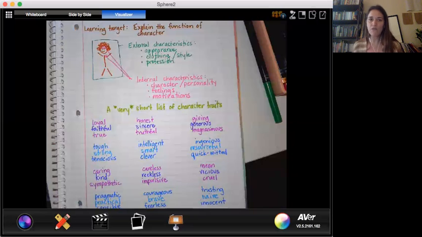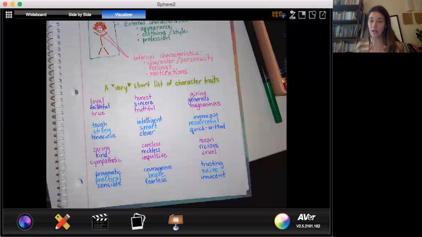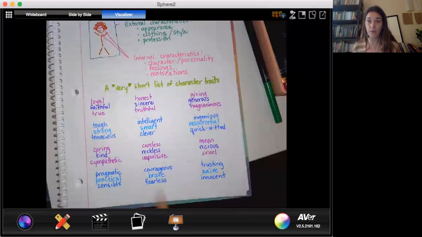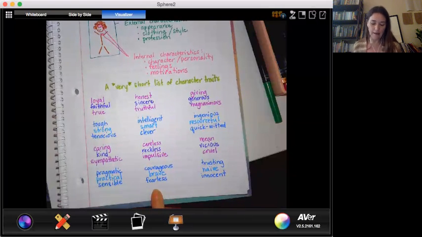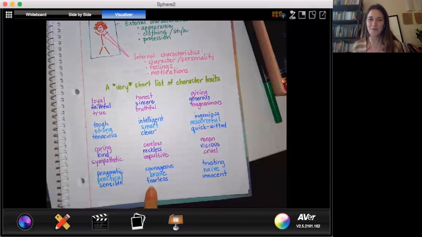So I've made a really short list. If you've ever been in my classroom, you know that there's a wall full of words to describe character, and we're not in my classroom. So I made you a really short list that I think will be really helpful when we read Kindred. And maybe we can add to this as we go on, and we'll create a sort of digital word wall.